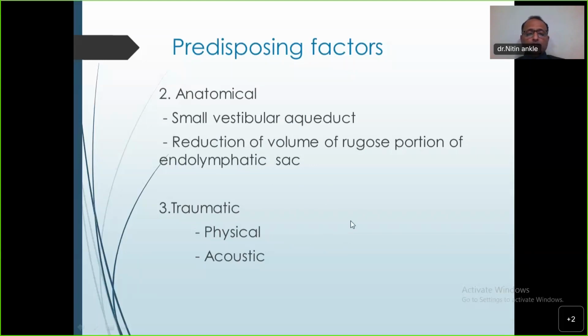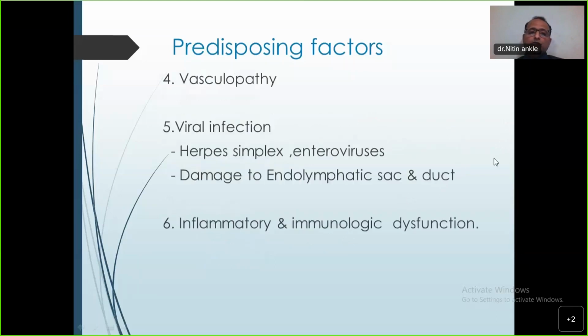Third is the traumatic. Many times it is post-traumatic, either physical trauma, say a road traffic accident or any other accident, or fractures of the skull can lead to this particular condition, or it can be acoustic trauma also. The other predisposing factors are vasculopathy, in the form of clogging of the vessels, either due to clots or increased viscosity of the blood, or because of viral infections, say herpes simplex, enterovirus, or damage to the endolymphatic sac and duct. Then even inflammatory and immunological dysfunction.